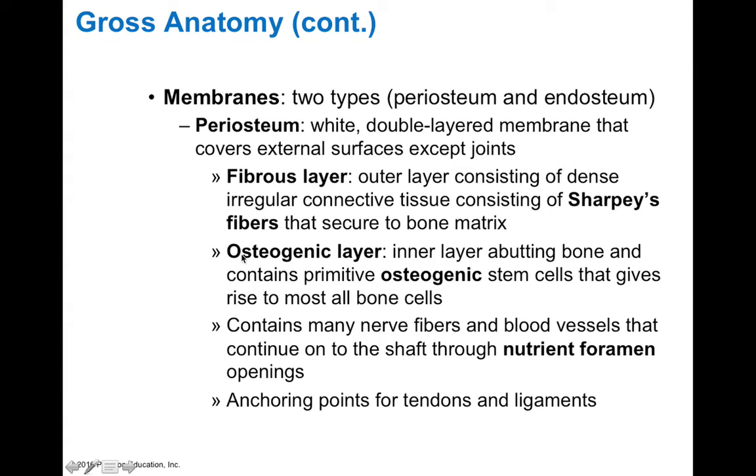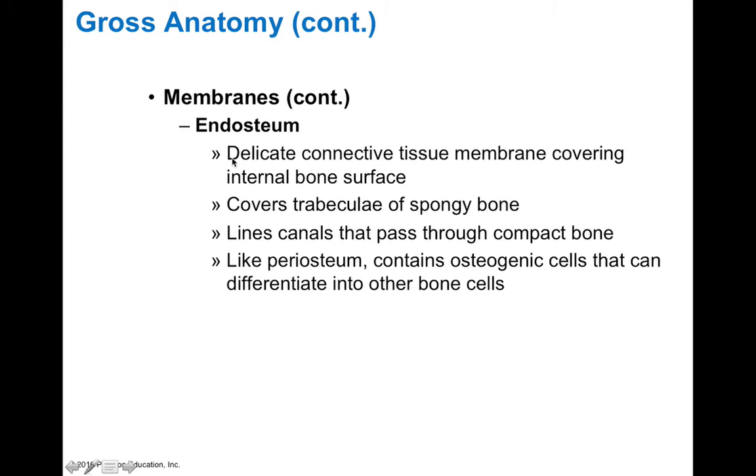Now, closer to the bone, we have an osteogenic layer, which is an inner layer, so deeper, that abuts the bone and contains these osteogenic cells, or stem cells. The function of osteogenic cells is to essentially help to divide into new bone-forming cells to help either repair or replenish damaged bone. Now, we also find that periosteum contains a lot of nerve fibers and blood vessels, and these can help to nourish bone through nutrient foramen, which allow for nerve fibers and blood vessels to dive down deep into bone.